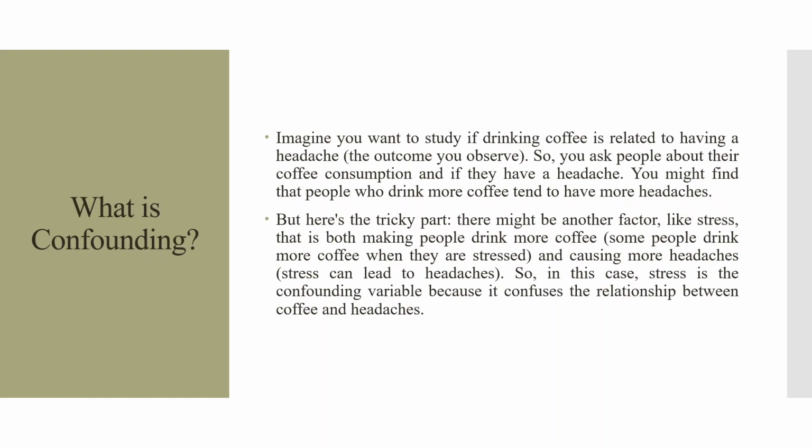Now, the control variables introduce the effect which is known as confounding. Now, what is this confounding effect? Let's see. Imagine you want to study if drinking coffee is related to having a headache. So you ask people about their coffee consumption and if they are having a headache or not. You might find the people who drink more coffee tend to have more headaches. But here is a tricky part. There might be another factor like stress that is affecting the people's coffee consumption and can cause more headaches. So in this case, stress is a confounding variable because it confuses the relationship between the coffee and headaches.